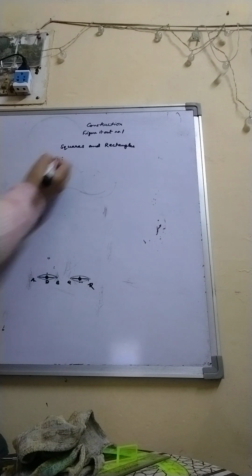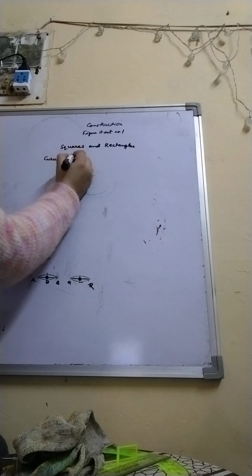Now we had done in the previous class what is a curve. A curve is any line drawn over the surface without lifting the pen.